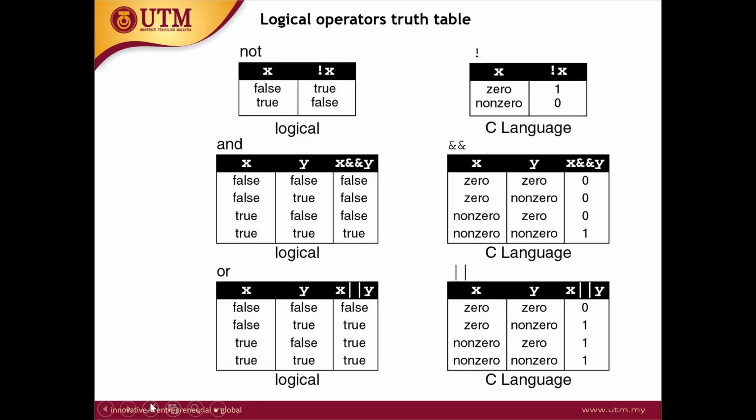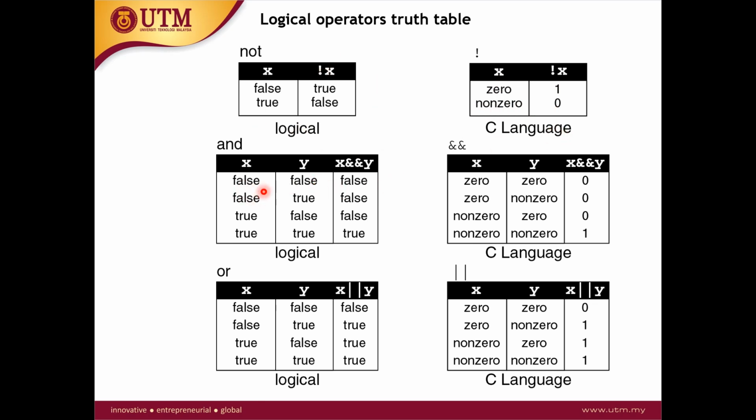And here we are talking about the logical operators truth table. We've got a NOT in logic. If it is false, the complement is going to be true, and true is going to be false. Like this one, in C language, if x is 0, the output is going to be 1. If x is non-zero, the output is going to be 0. So this is in logic, and this is in C language.